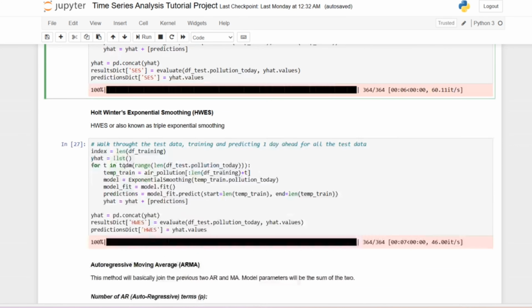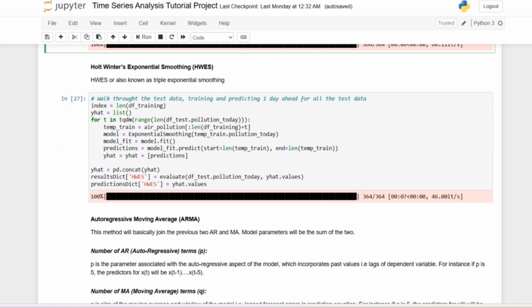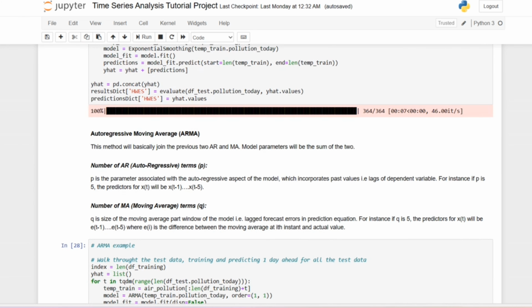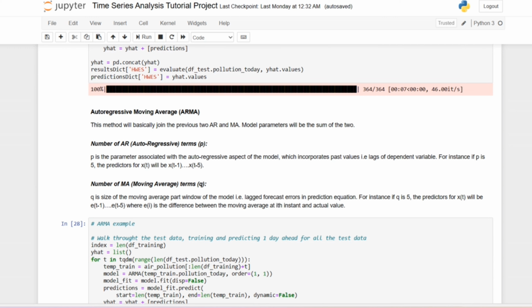The next model that we use is the Holt-Winters. Now, this is famously known as the triple exponential model. Code is similar, guys, nothing different, only that instead of simple exponential, we are using the exponential smoothing model. So we maintain the same steps and collect the results dict and the prediction dictionaries.